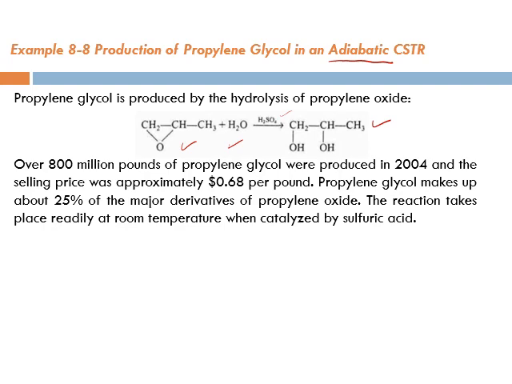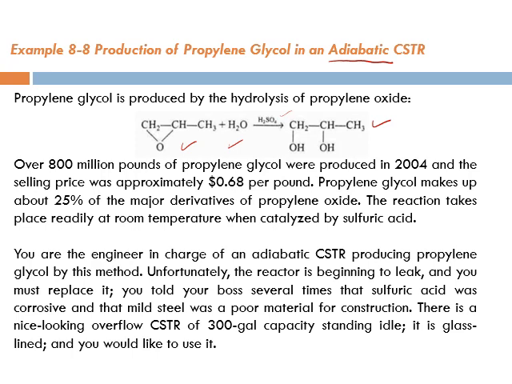Over 800 million pounds of propylene glycol were produced in 2006, and the selling price was approximately $0.68 per pound. Propylene glycol makes up about 25% of the major derivatives of propylene oxide. So if you take the total amount of propylene oxide produced per year, 25% of that goes to the production of propylene glycol. The reaction takes place readily at room temperature when catalyzed by sulfuric acid.